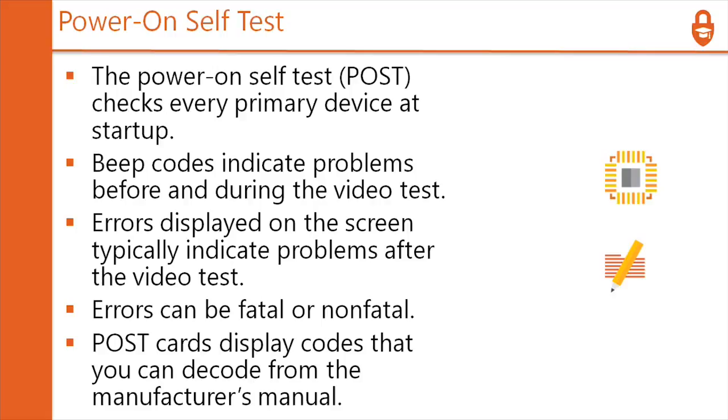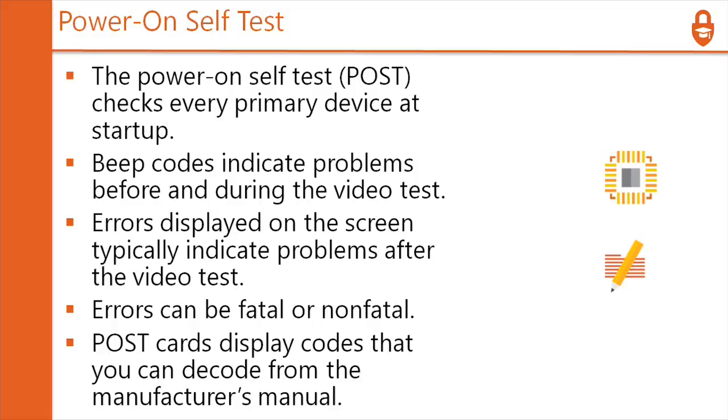So if it's just not booting up and not doing anything, then you might want to reseat the video card and then check the RAM and make sure that it's seated properly. Or make sure that you install your speaker so you can listen to what the motherboard is trying to tell you. Errors displayed on the screen typically indicate problems after the video test. For example, the keyboard's not plugged in. Errors can be fatal or non-fatal, and you can also set that in the BIOS whether or not you want to halt on any errors.